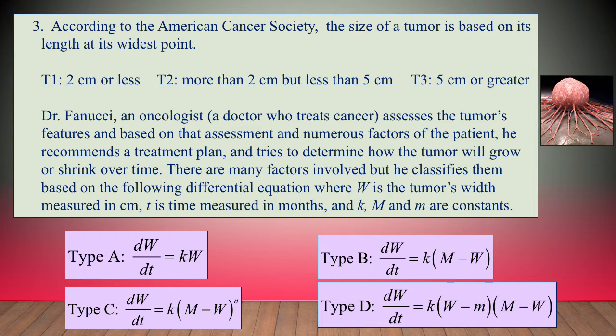It should be noted that these types are fictional and created just for this problem. While the American Cancer Society uses the T1, T2, and T3 classifications for the size, to my knowledge, they do not classify them using these differential equations.